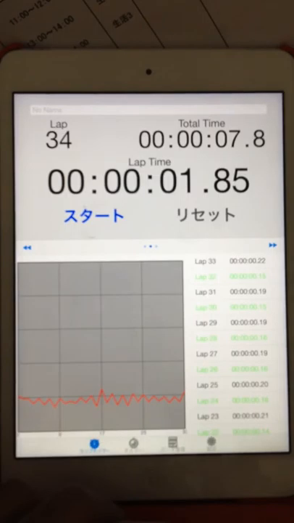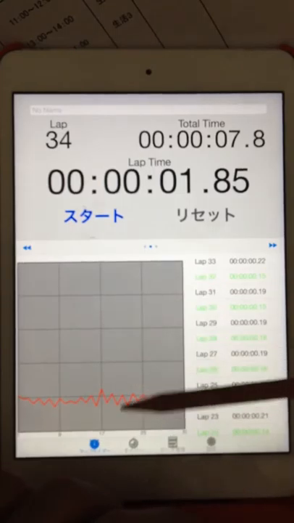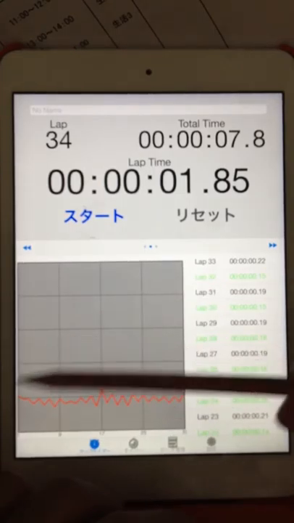7.8 minus 1.85 equals 5.95, divided by 33 laps, multiplied by 2 equals 36. So 36.36 for one beat.